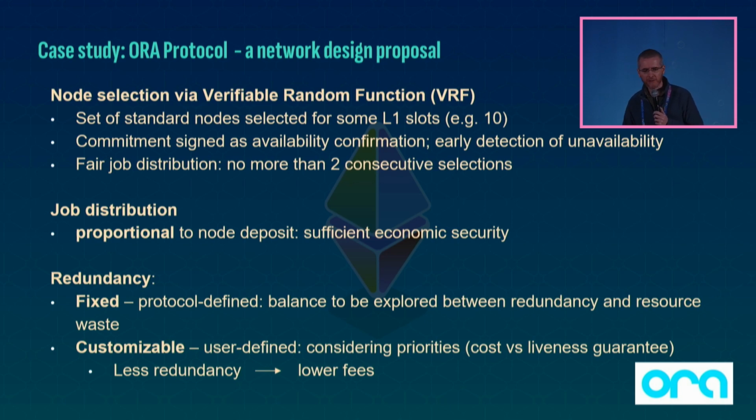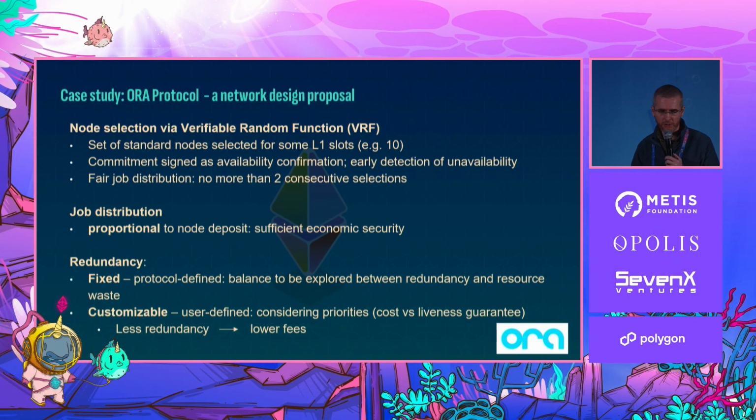And related to redundancy, I think that's a tricky question, and a very interesting one. Do we want a fixed redundancy defined by the protocol, finding a balance between sufficient liveness guarantees and minimizing resource waste? So there could be 3 or 5 nodes selected for each and every job, and then they compete, so to say, among each other.